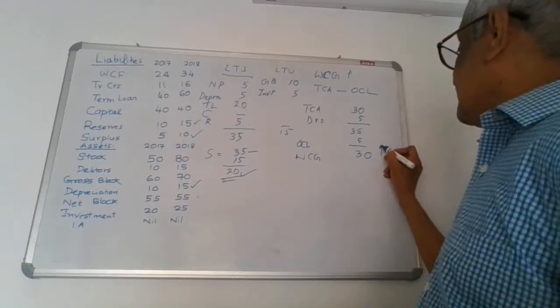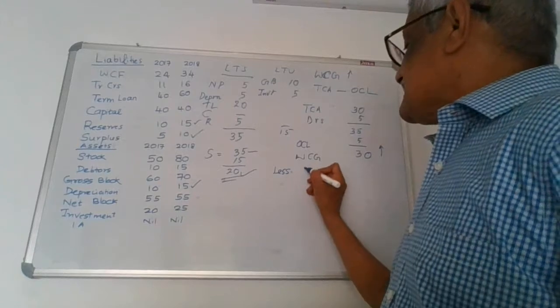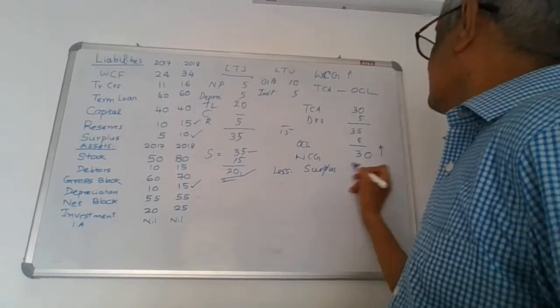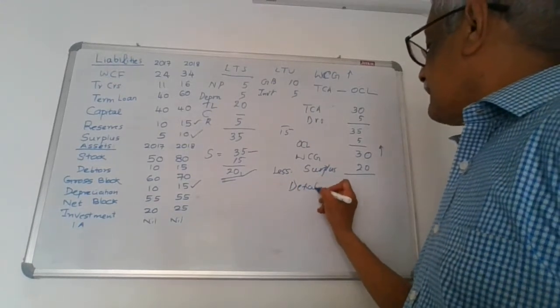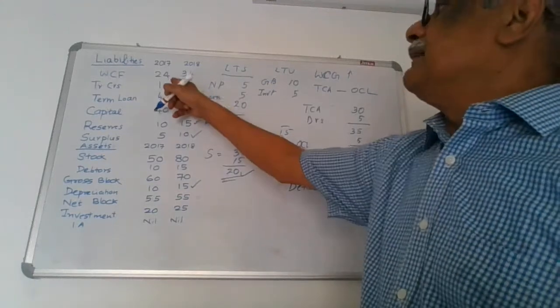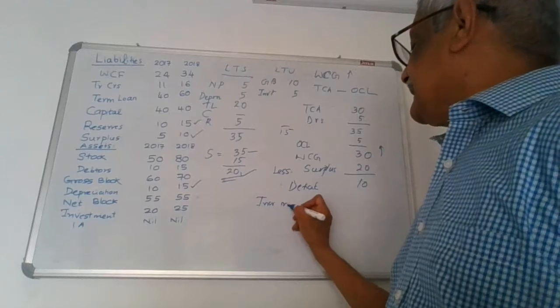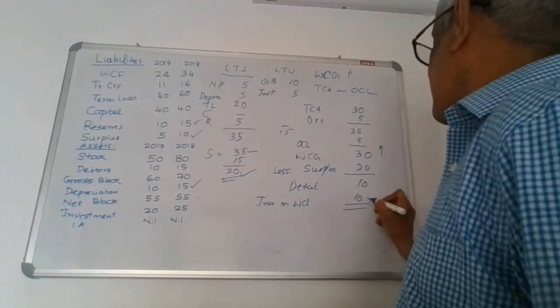My working capital gap increased by 30, but I have a surplus of 20, leaving a deficit of 10. How did I meet this deficit? This deficit was met by an increase in working capital finance.